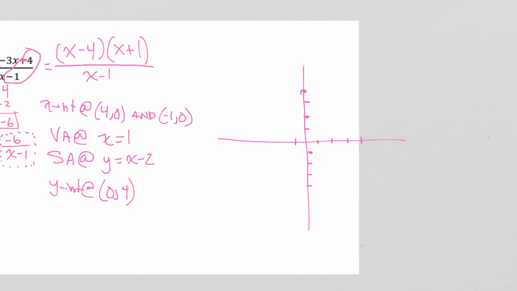The y-intercept we said was at 4, so there's the y-intercept. The x-intercepts are at 4, 0 and negative 1, 0, right there. There's a vertical asymptote at x equals 1. And the slant asymptote is the linear equation y equals x minus 2. Minus 2 is the y-intercept of the slant asymptote, and the slope is 1, so that graph is going to look like that.